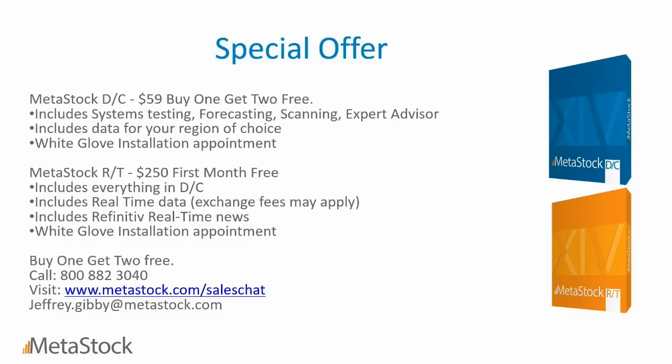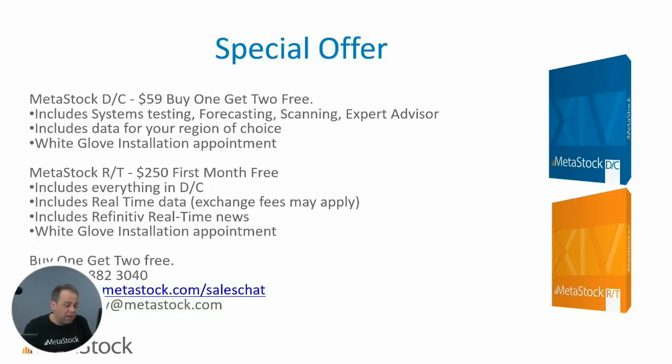We have a real-time version of MetaStock. It's $250 a month. It includes all of the stuff we talked about today. It includes the real-time data. It includes the Refinitiv real-time news. We call it MetaStock Zenith. They spent about $1 billion on that. It's fantastic, arguably one of the best news services on the planet. To give you some context, they have 2,000 full-time reporters in 200 different news bureaus. It's pretty extensive in terms of what's there. And that, of course, includes the white glove installation support.